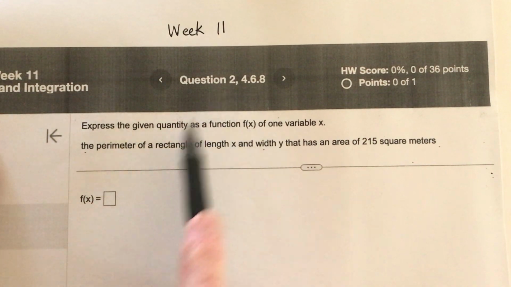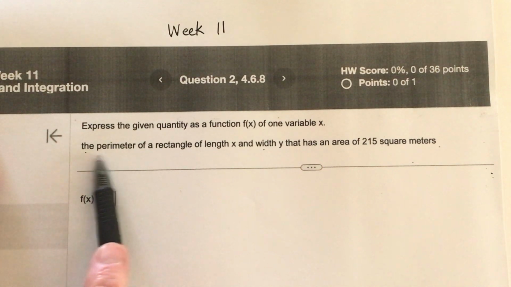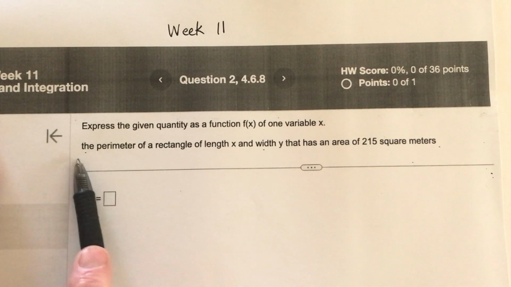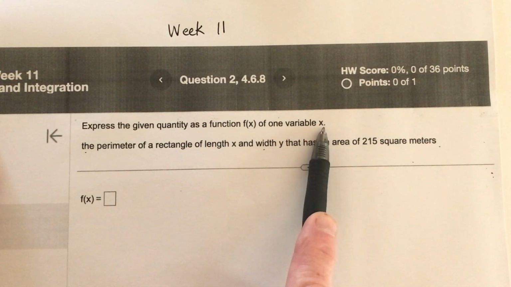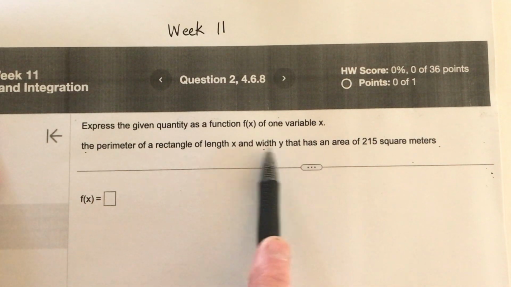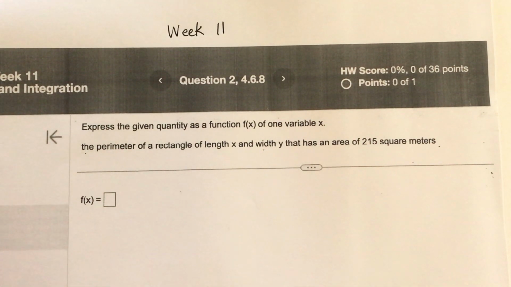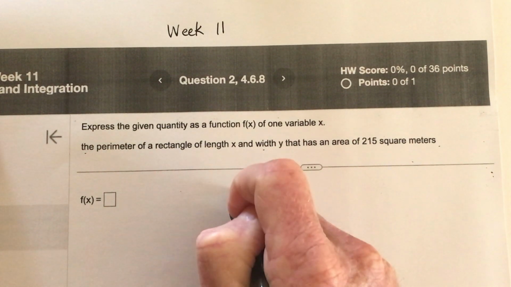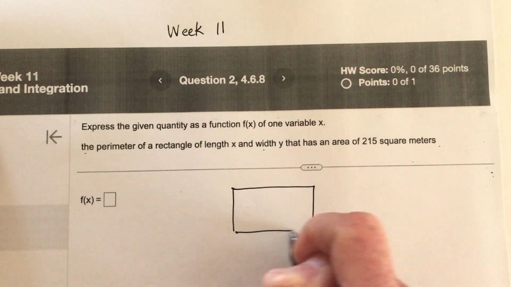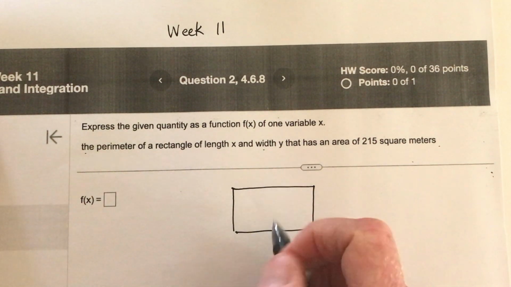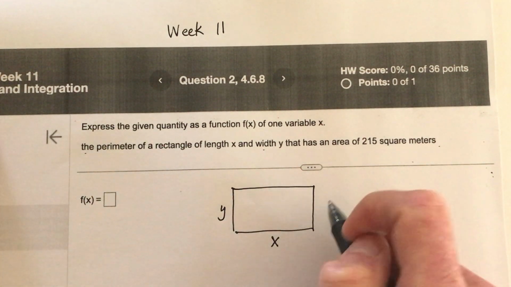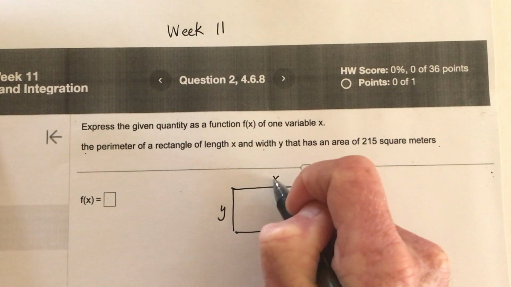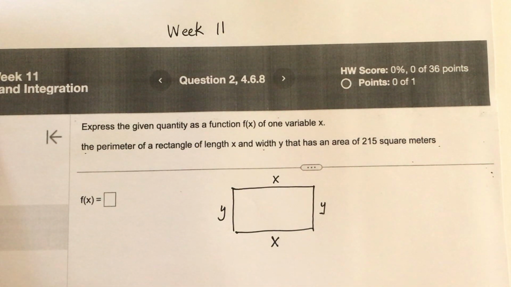I chose question number 2 because this part in here looks like they chopped something off. So express a function of x with just one variable x. In other words, at first we're going to have x and y on the picture, but then we're going to be able to create a function with just x. They're talking about a rectangle, and the length is x and the width is y, which also means that this side is going to be y and this side is going to be x since it's a rectangle.